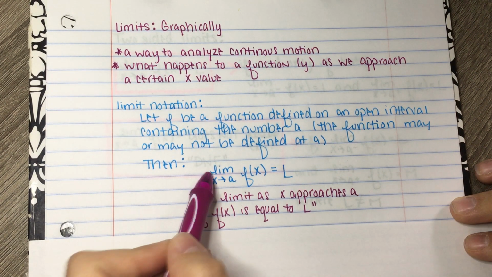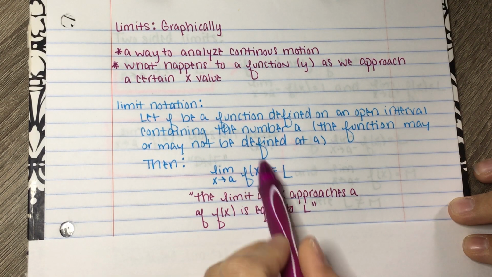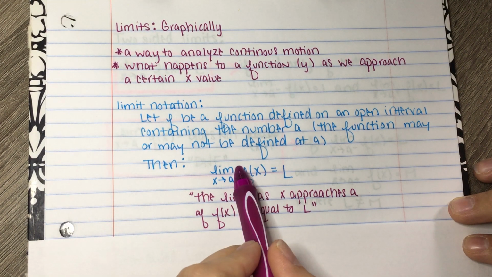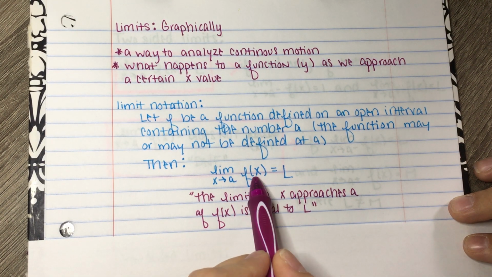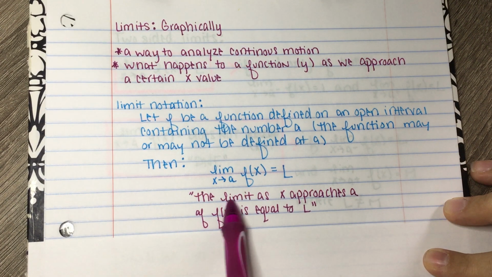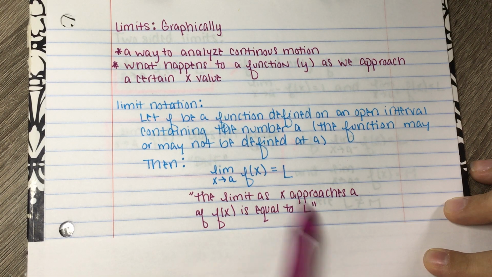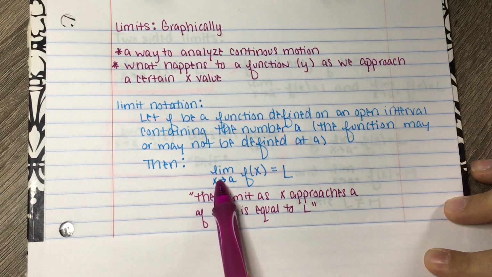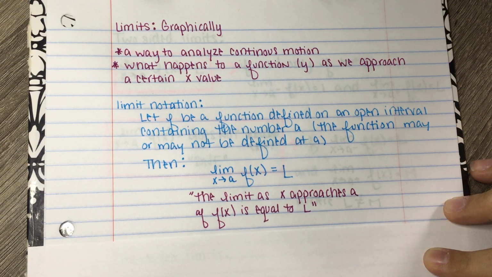This is our notation here: we have limit, and then small underneath, we have x and then an arrow to a, of f of x. This is going to be a function. This could be square root, quadratic, linear, absolute value, rational. So this is some function, and that's going to be equal to some number L. And then we read this statement: the limit as x approaches a of f of x is equal to L. So we can say the limit as x approaches 2 of square root of x is equal to a number like 1.14 or something like that.